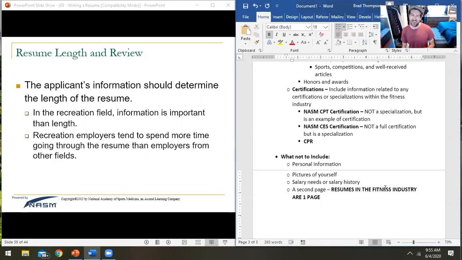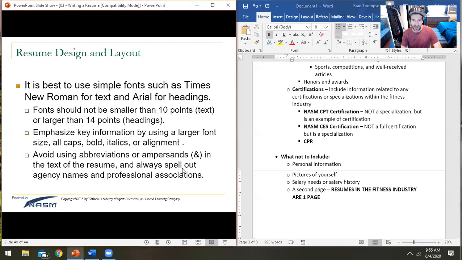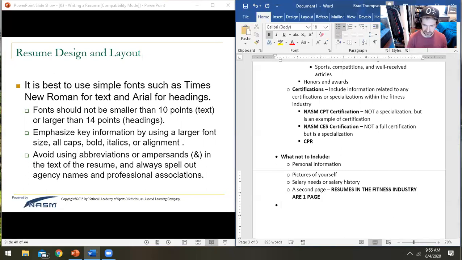They're talking about multiple page stuff here. We're going to go ahead and skip through that. All right, let's do a different section. General tips. Keep the resume to one page.